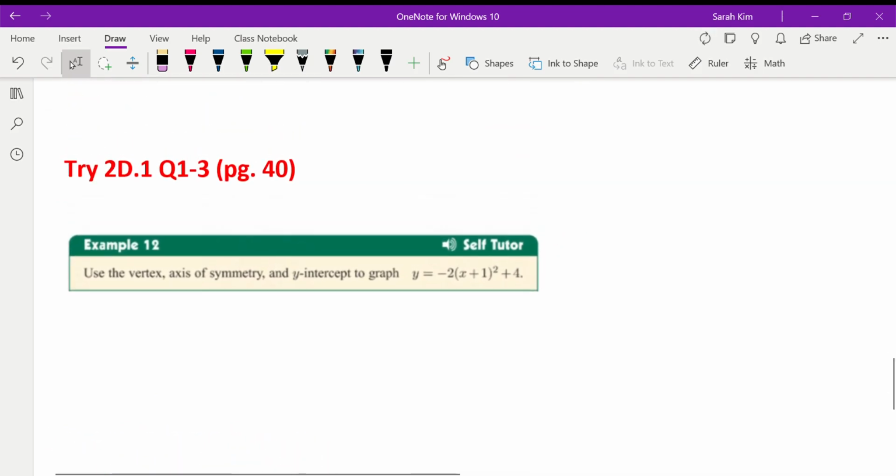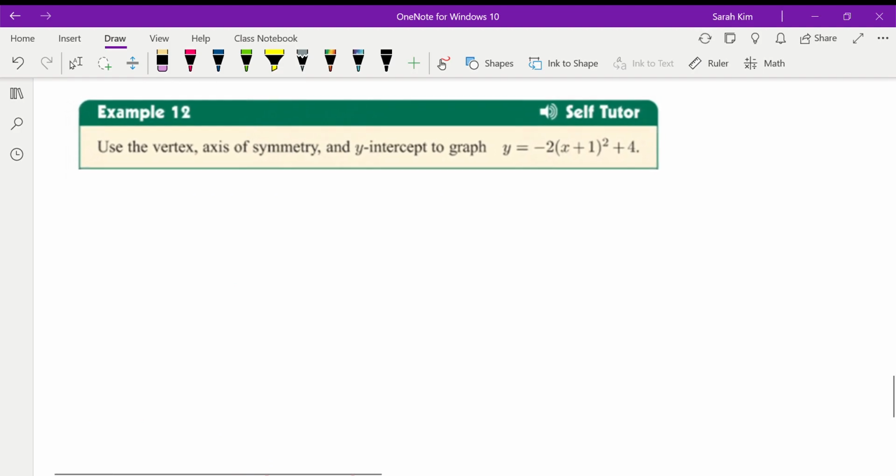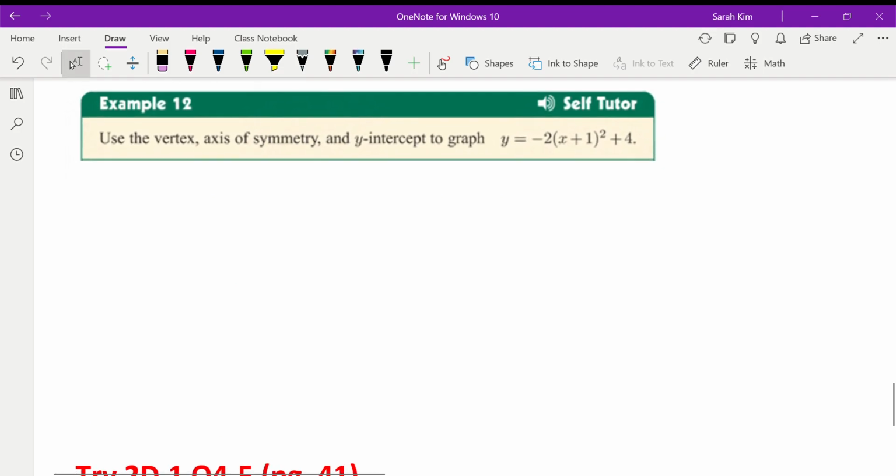You can do some questions if you want to. Obviously, just have a look at the checklist of what I've got, but you can do question 1 to 3 now. Have a go at that first, and then this is going to use some harder parts. So example 12, use a vertex, axis of symmetry, and y-intercept to graph that.